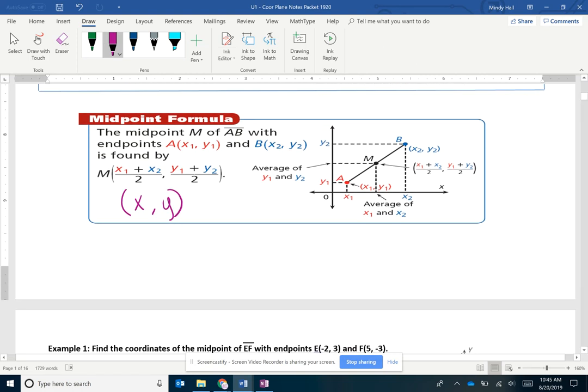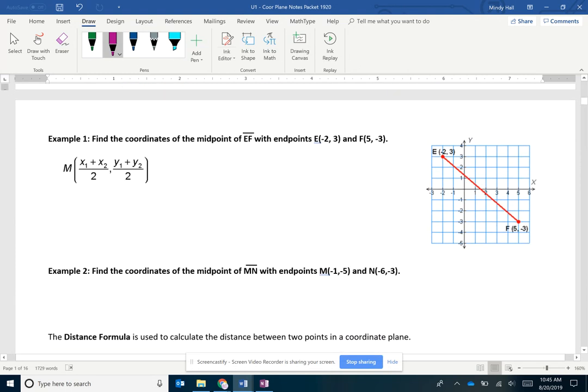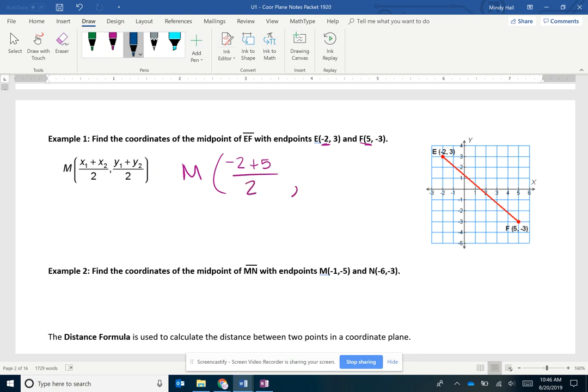So to actually put that into action, we want to find the midpoint of EF, which has -2, 3, and 5, -3. So we are going to take our x values first, and we are going to add them. So it is going to be -2 plus 5 divided by 2. And then my y values is going to be 3 plus -3 if you want, or you can just put 3 minus 3 and then divide by 2.